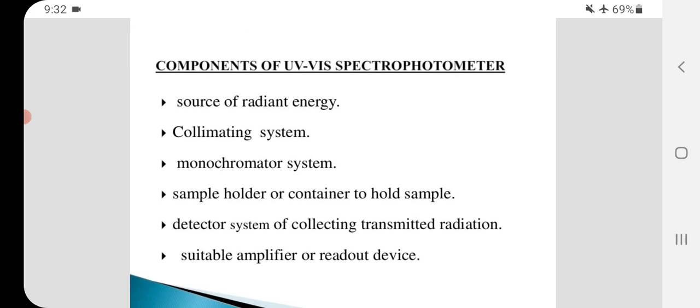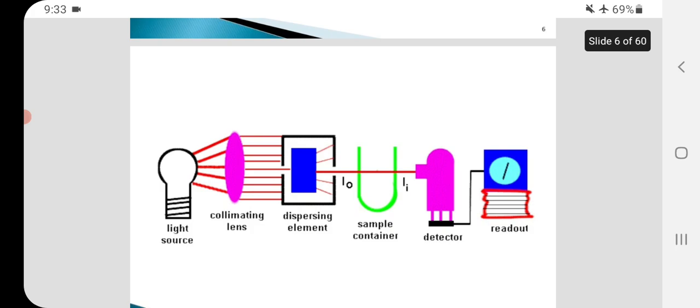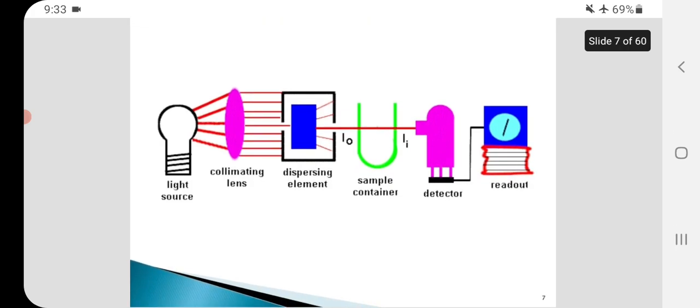Next point, components of UV visible spectrophotometer. Source of radiant energy, collimating system, monochromator system, sample holder or container to hold sample, detector system or collecting transmitted radiation, suitable amplifier or readout devices. This is the diagram of the spectrophotometer. First, in this diagram, there is a light source and then collimating lens, dispersing element, sample container, detector and readout.